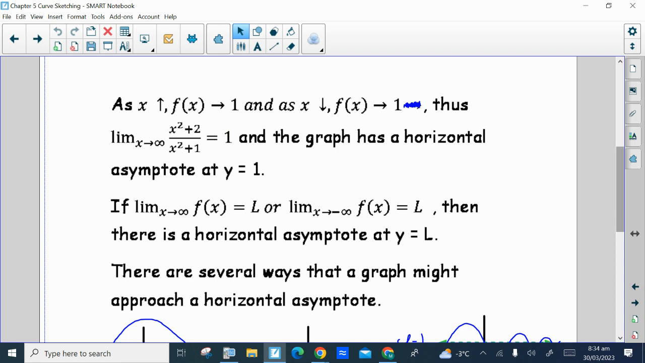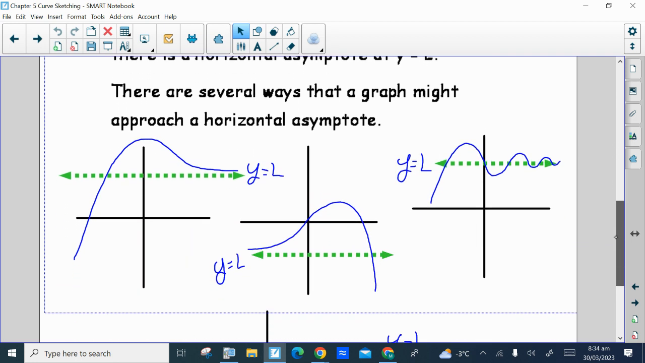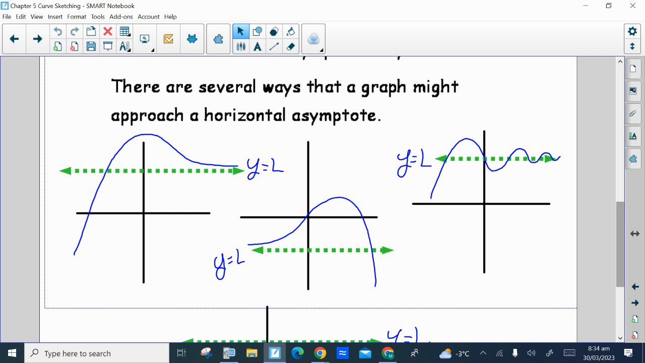If the limit as x approaches infinity of f of x equals a value L, or the limit as x approaches negative infinity of f of x equals a value L, then there is a horizontal asymptote at y equals L. And there are several ways that the graph might approach a horizontal asymptote.